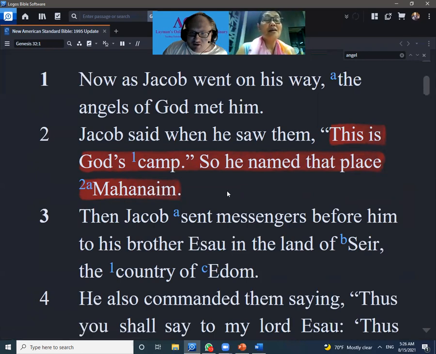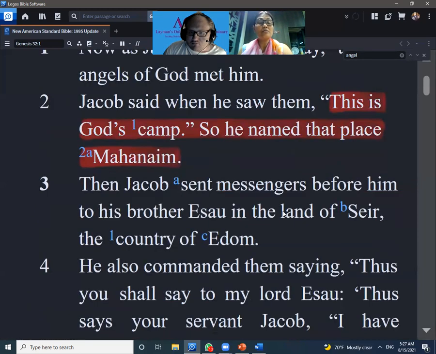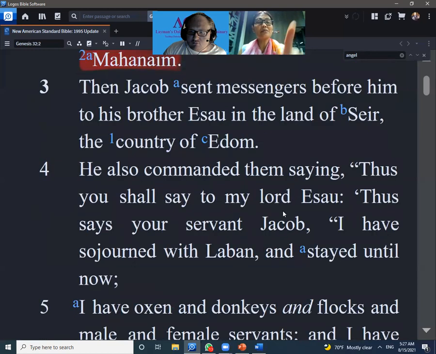Anyway. Now, as Jacob went on his way, the angels of God met him. Jacob said when he saw them, this is God's camp. So he named the place Mahanaim. Oh, so since he saw the angels of God in that place, he called it Mahanaim. Then Jacob sent messengers before him to his brother Esau in the land of Seir, the country of Edom.